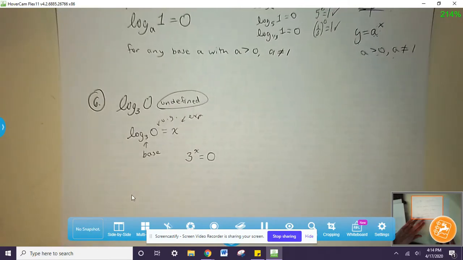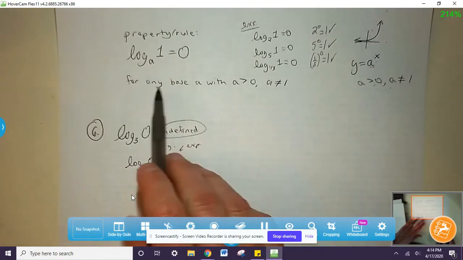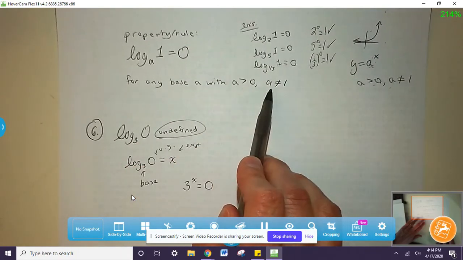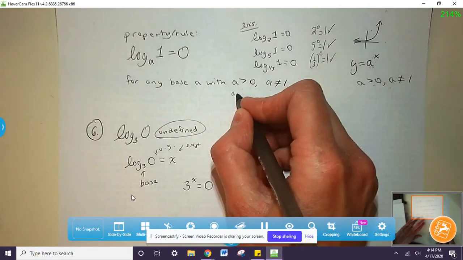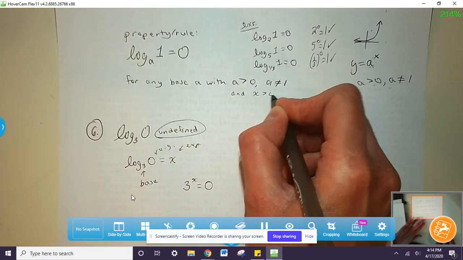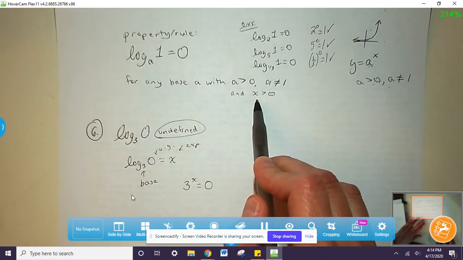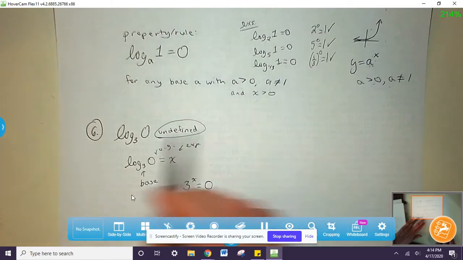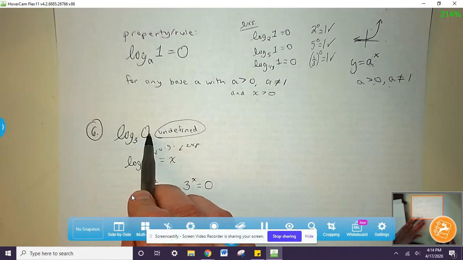If you recall, when we first introduced logs, we had that the base had to be bigger than 0 and couldn't be 1. We also had this restriction that said x had to be bigger than 0. So I finally can explain that to you today. So here's one explanation why you can't find log base 3 of 0.